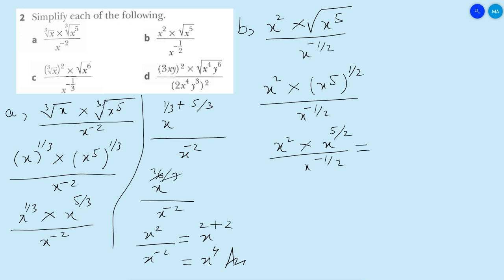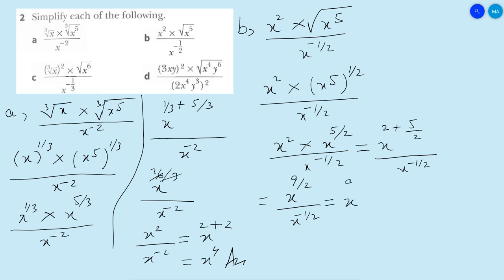If the bases are same, then the powers are added. 2 plus 5 upon 2, and upon x to the power minus 1 upon 2 remains same. 2 plus 5 upon 2: 2 twos are 4, 4 plus 5, 9. So this will be 9 upon 2 upon x to the power minus 1 upon 2.